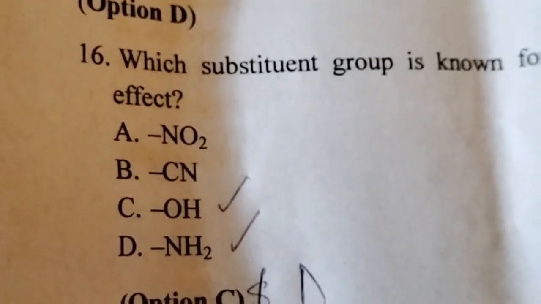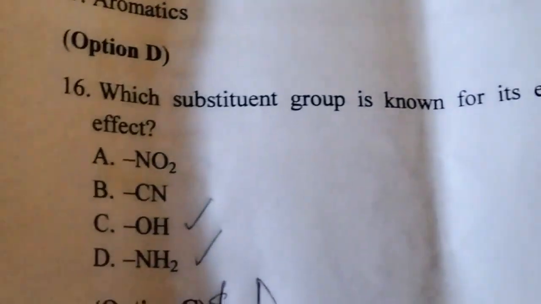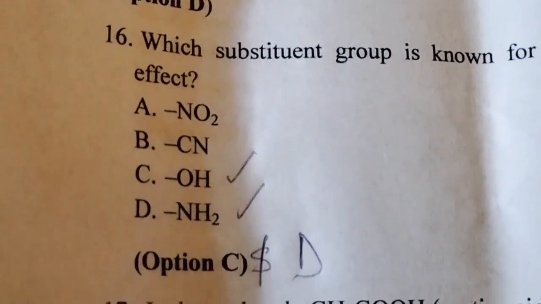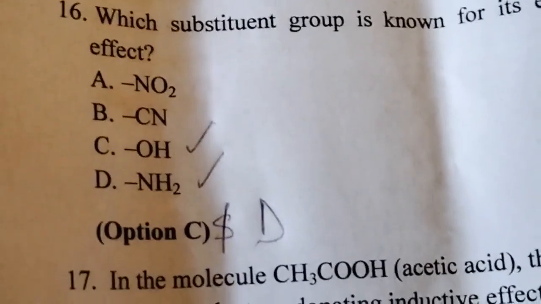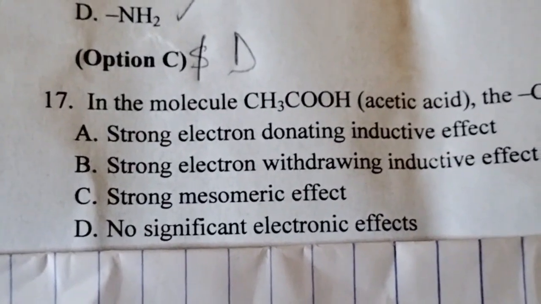So let's go back to the question. For number 16, the hydroxy group and the amino group are substances that donate electrons. So C and D are right.